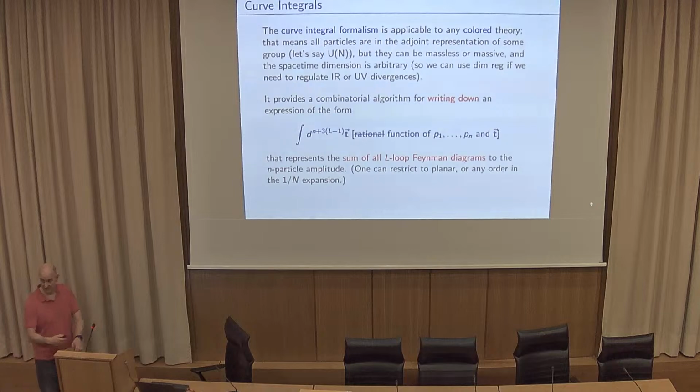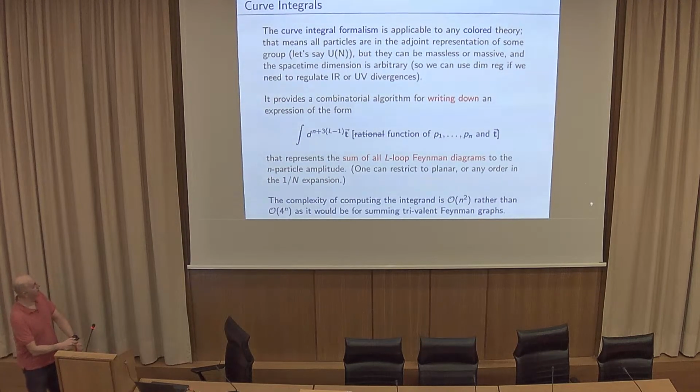And again, you can do this at the planar level, or at any order in the 1 over n expansion. And remarkably, the complexity of computing this integrand is order n squared. Compared to, for example, if you were working in phi cube theory, with Feynman diagrams with vertices that have 3 legs, and you wanted to draw all Feynman diagrams, you would have a computational complexity of order 4 to the n. In contrast, it only costs order n squared calculations to write this down.